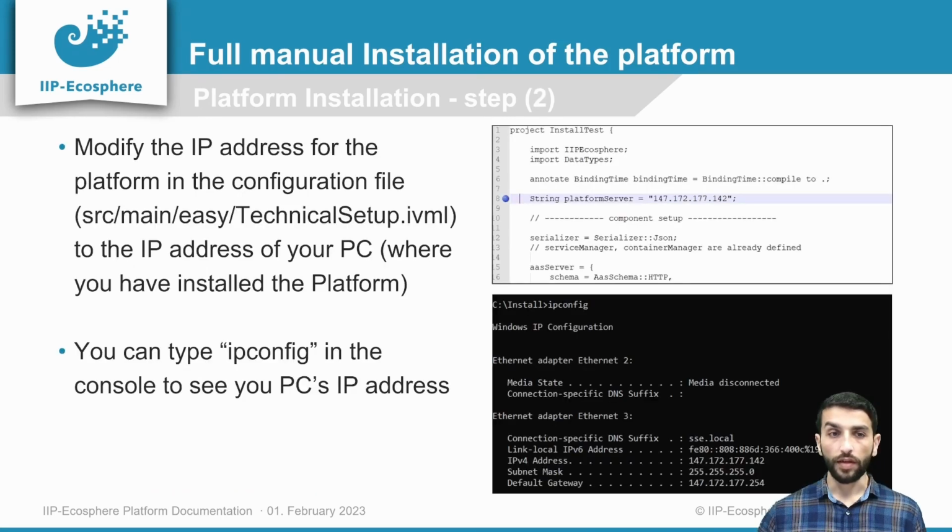You should modify the IP address for the platform in the configuration file src/main/easy/technicalSetup.ivml to the IP address of your PC. You can type ipconfig in the console to see the IP address of your machine, as shown in the images. We have to change this IP address to reflect our IP address because all the communication between the devices and the platform will go through this IP address.